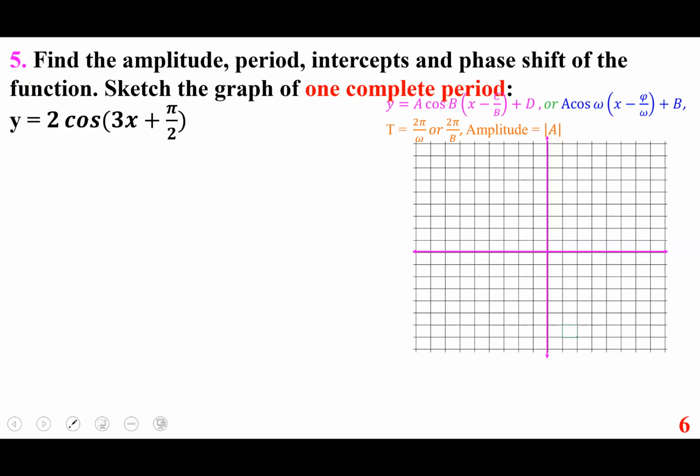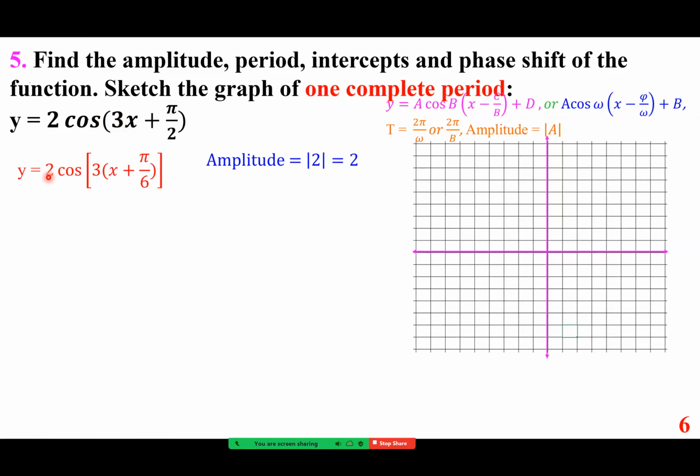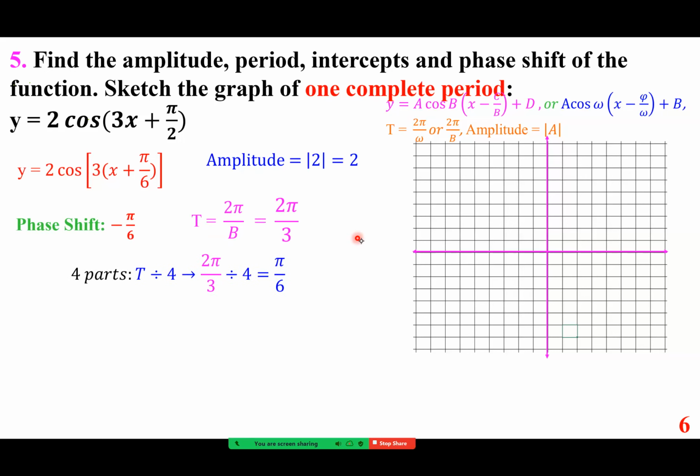Find the amplitude, period, intercepts, and phase shift for this function and sketch it. And again, we have all the information. So first and foremost, we take the 3 out, everybody. So this becomes 3 times x plus pi divided by 6. Now, the amplitude is the absolute value of this number, which is 2. The phase shift, minus pi over 6. Period, 2 pi divided by 3. And we're going to cut this into 4 equal parts. We're going to divide this by 4: 2 pi divided by 12, or pi divided by 6.